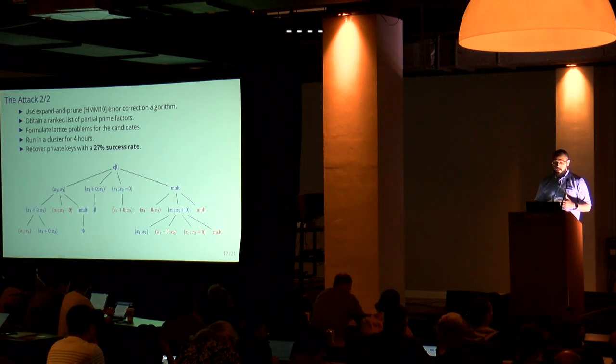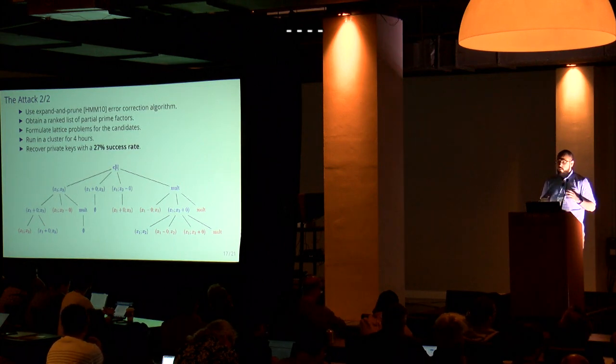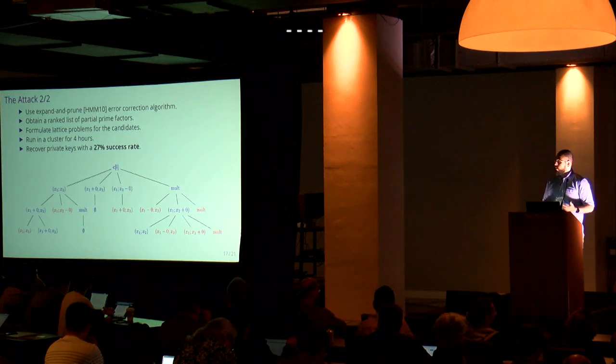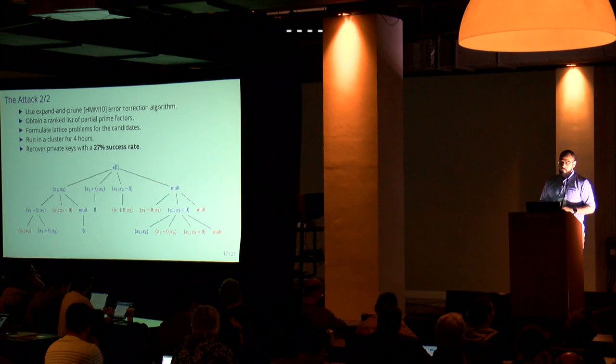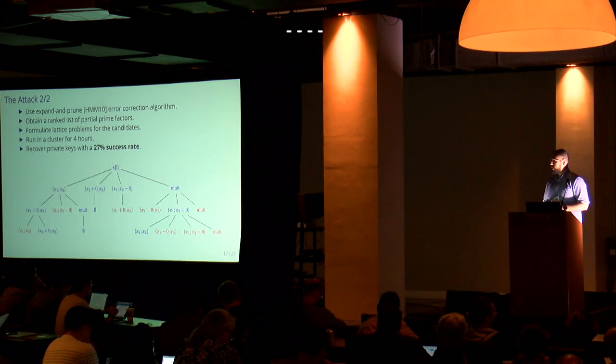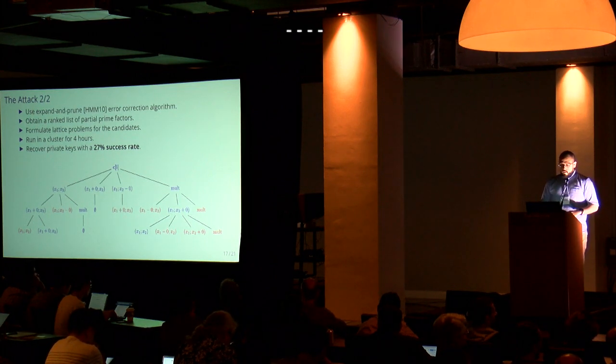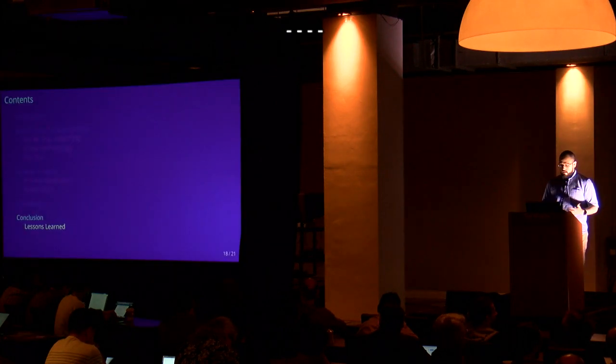This list gets ranked, and it is put into a lattice problem. We create several instances of the lattice problem, and we put them in a cluster. And the cluster runs for 4 hours. This is chosen arbitrarily because it represents a good time an attacker can wait. And after those 4 hours, the success rate was 27%. We did this for 10,000 traces, and the success rate was around 27%. Okay, so that was the attack.